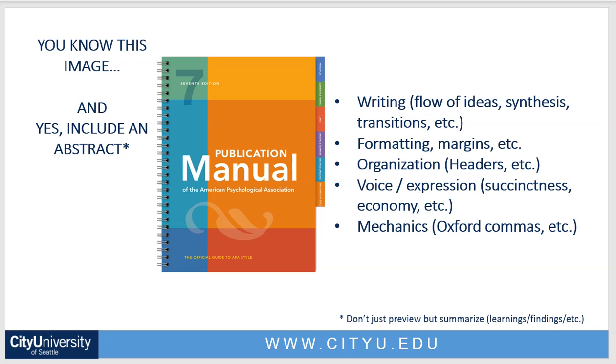Don't mix up your voice, saying third person and then you go to first person. Don't be too wordy, etc. Don't forget your mechanics, Oxford comma, your periods, single space after a period. Yes, not double space, but single space. You know all this. This is APA 7.